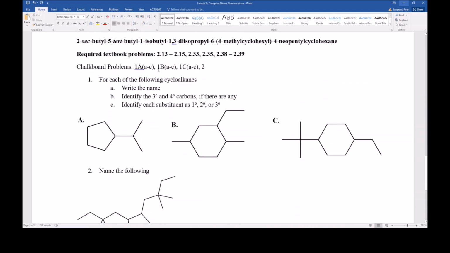Okay, here are the textbook problems. And then the chalkboard problems. There are a lot of parts of these, but I intend for this to be 4 separate questions. So on the discussion board on Canvas, hopefully one student will grab compound number 1A and write the name, identify the tertiary and quaternary carbons if there are any, and identify each substituent as primary, secondary, or tertiary. So all 3 parts of that represent a single answer on the discussion board. And then all 3 parts for B. So there should be 4 separate questions on the discussion board.